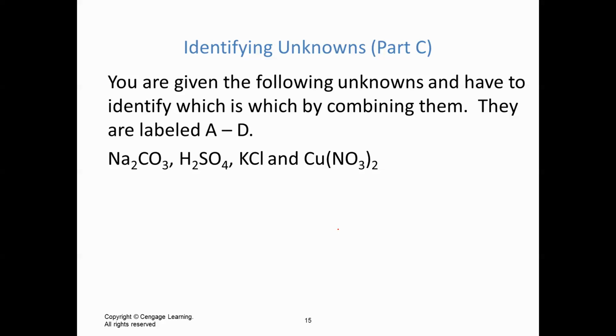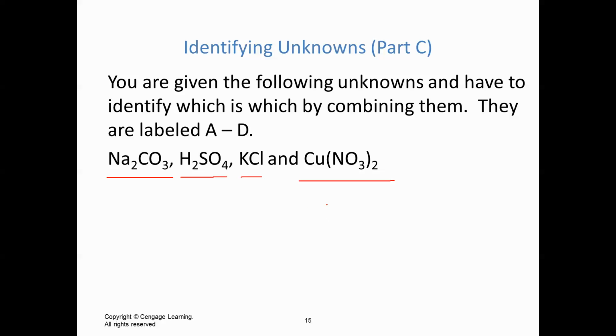I've only chosen 4 unknowns. So we have sodium carbonate, sulfuric acid, potassium chloride, and copper 2 nitrate. But we don't know which one's which. So they're labeled A through D, but we don't know which one's A, which one's D, and so on. So how do we figure it out?